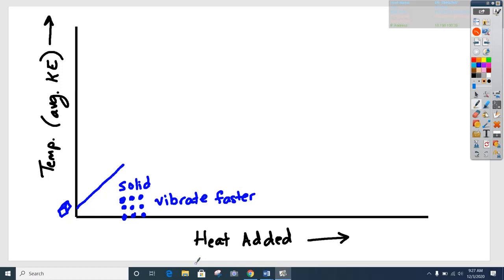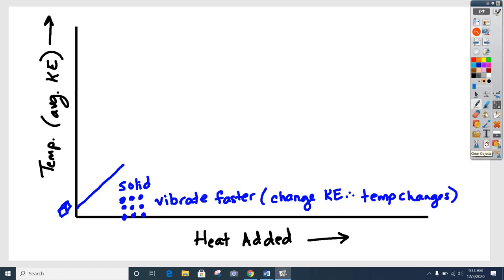Now, since we're changing the energy of motion, we are changing the kinetic energy. And therefore, temperature changes. So let's add to your notes, they vibrate faster, meaning the kinetic energy changes, therefore the temperature changes, but they remain in a fixed position, or they remain in the same location.